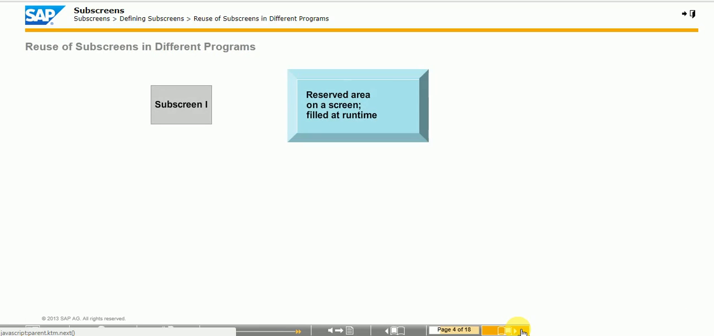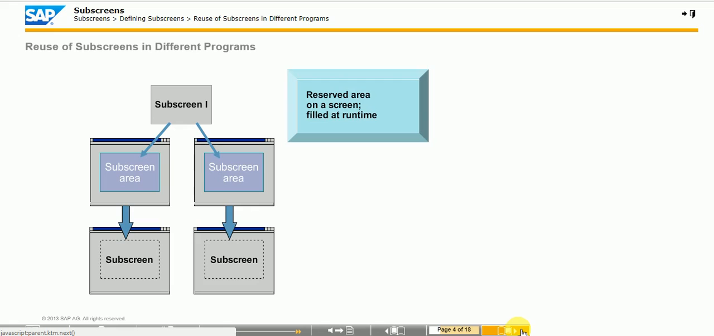Another advantage of using subscreens is that different programs can use the same subscreens. To configure this setting, you must execute other screen programs within your main program. You can include more than one subscreen in a single main screen. You can also determine which subscreen displays dynamically at runtime.